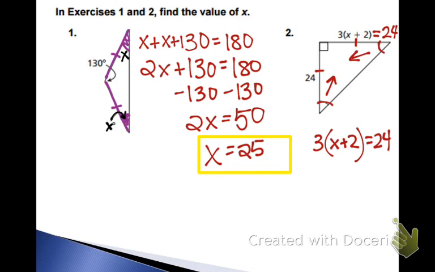So next we will distribute. So we'll have 3x. 3 times 2 is 6. Next we're going to subtract. What is 24 minus 6? 18. So then x equals 6.